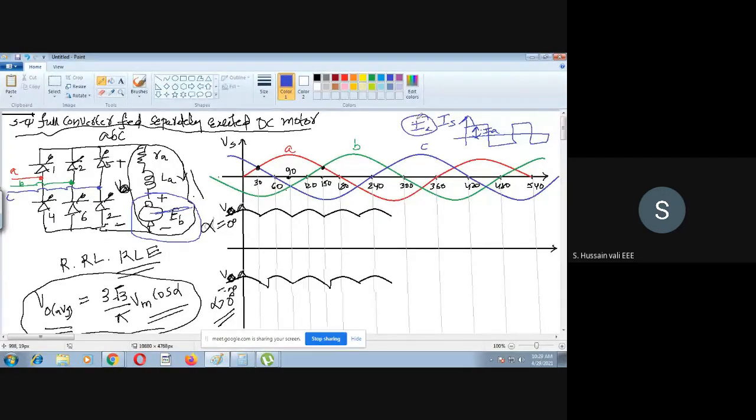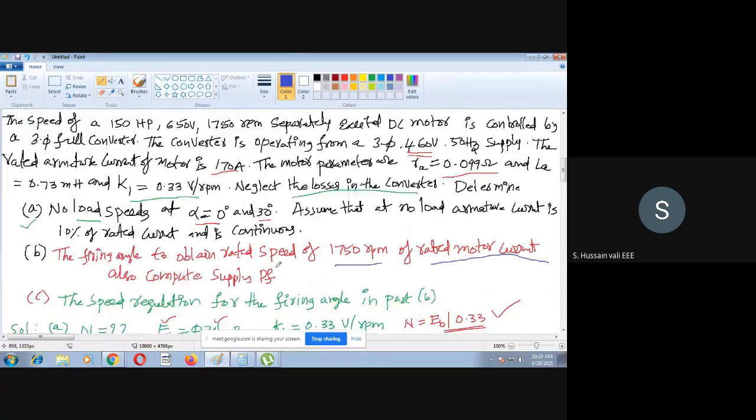Just recall yourself. Now, in the case of the three phase, you will find a little bit of difference. He has given the firing angle. What is he asking? Compute the supply power factor. At this firing angle, you have to find out the supply power factor. That's also important.